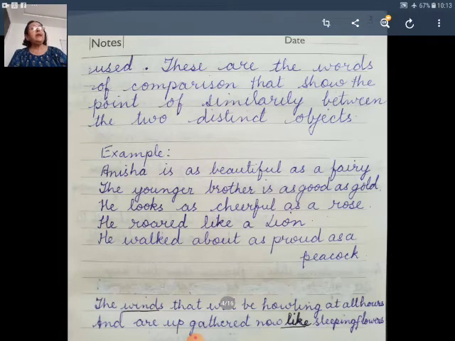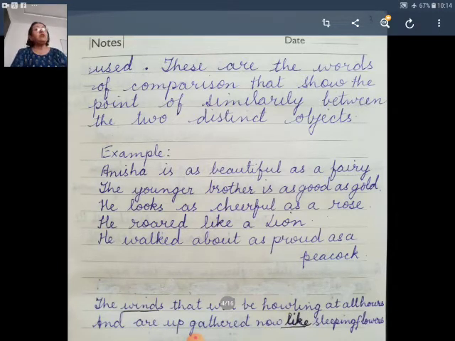Second example, the younger brother is as good as gold. So, which are the two objects? First, brother, and second object is gold. Brother and gold. These two objects have what thing in common? Good. Younger brother is as good as gold. Now, brother and gold, these are two different things totally. But what is common between them is goodness. So, the younger brother is as good as gold.